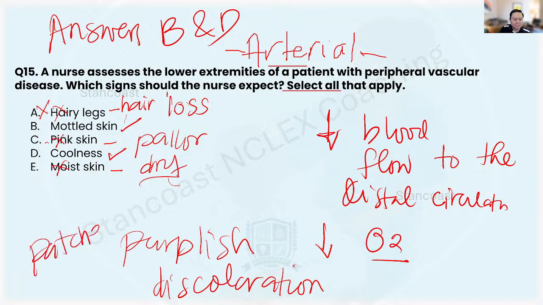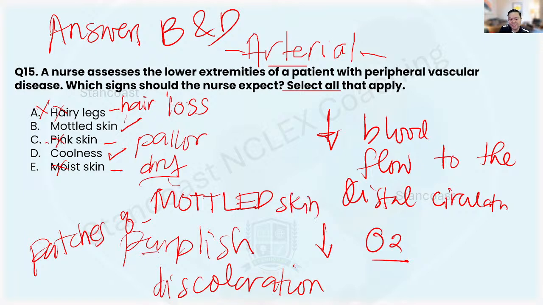Patches of purplish discoloration in the skin. That's what we call mottling. Mottled skin. So the color will have that purplish discoloration. Basically, it's running out of oxygen. It's not getting enough oxygen.